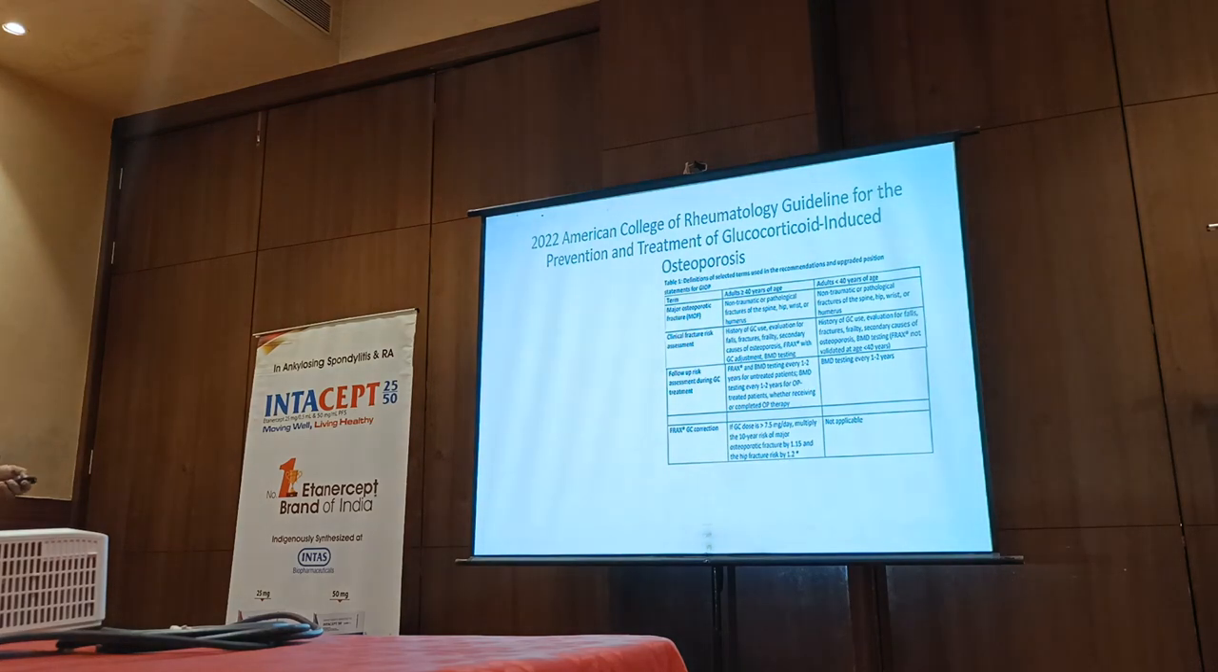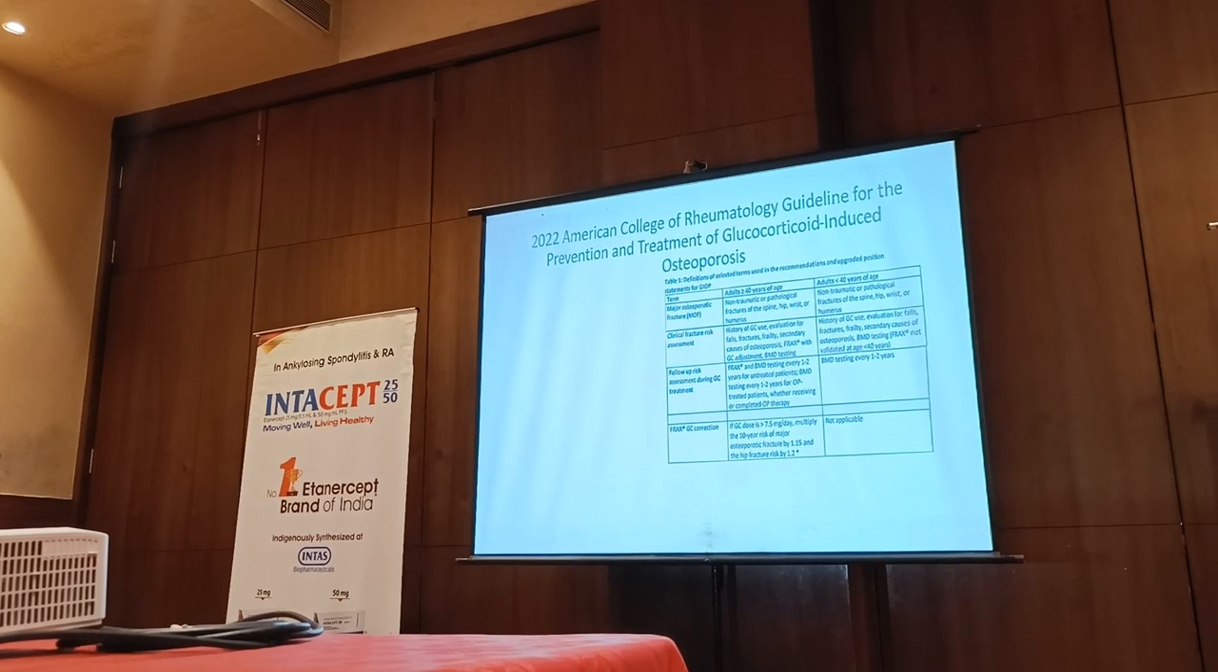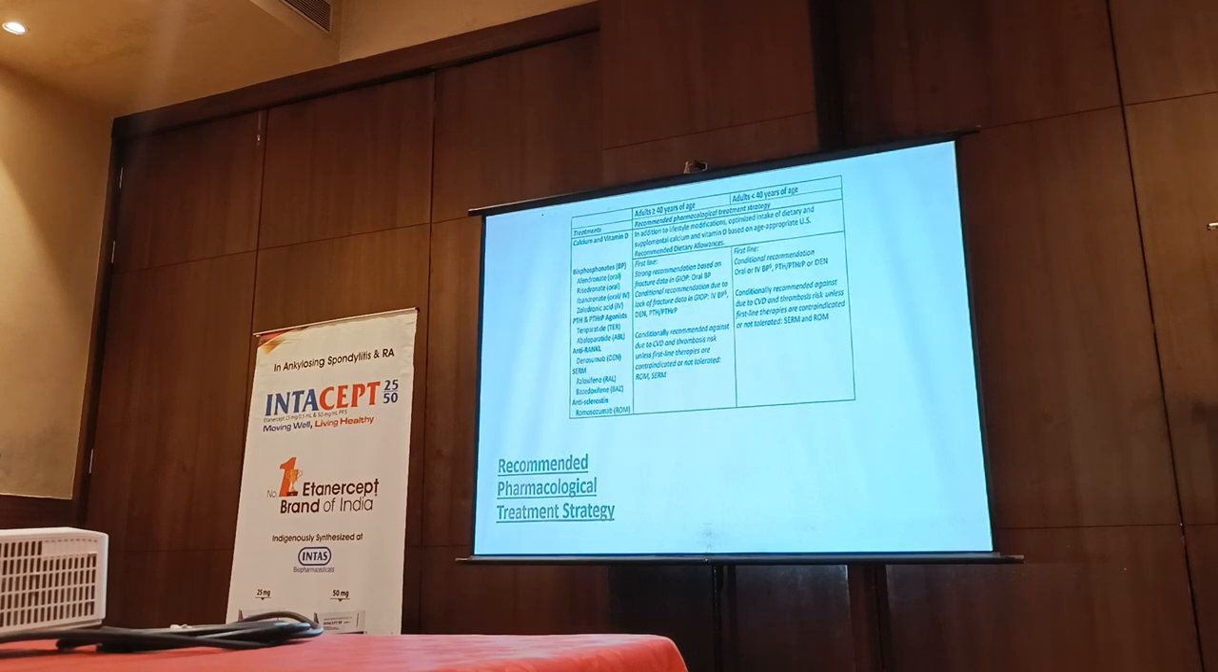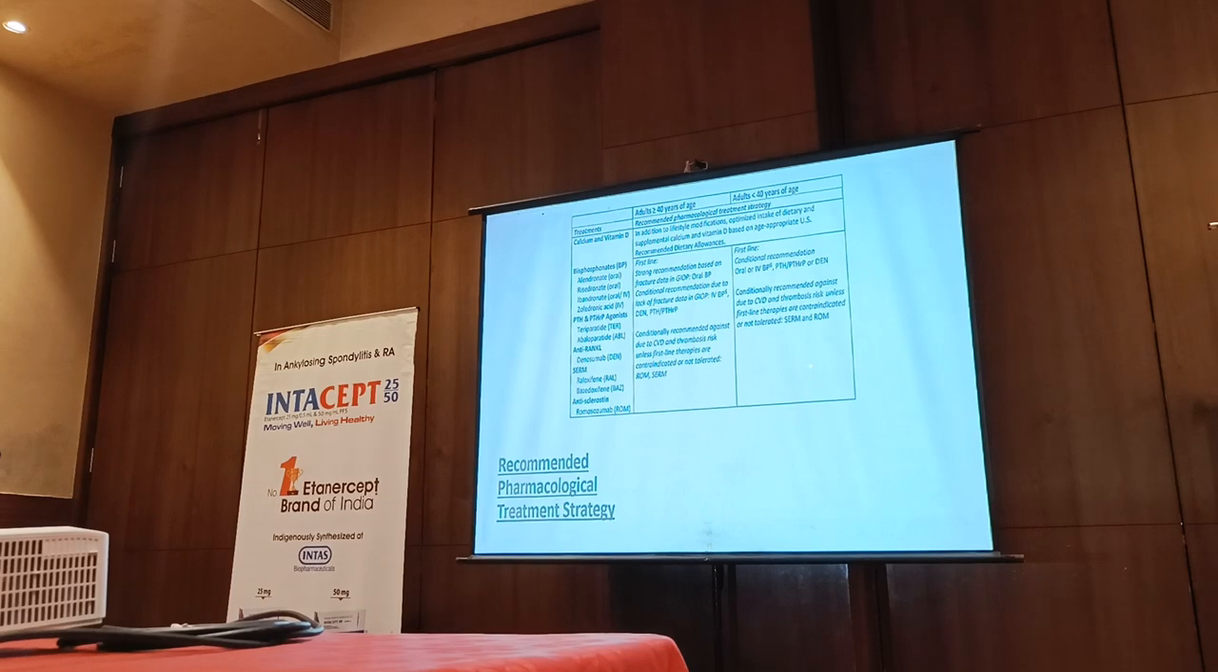So if we use glucocorticoid more than 7.5 mg in terms of prednisolone for a 10 year duration, there is a high chance of fracture in the patients. Fracture risk in patients not yet receiving glucocorticoid therapy is much less compared to those receiving glucocorticoid therapy. Now, the recommendation of pharmacological treatment: I am coming to denosumab last, so let's see the others.